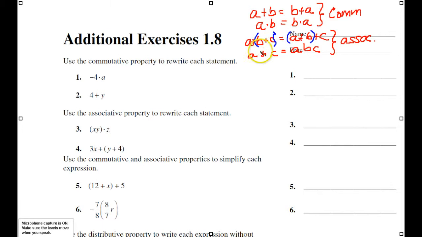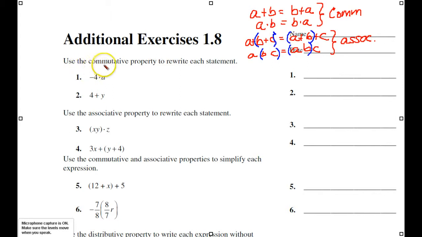And then here, we're going to multiply BC first, then multiply it by A. And here we're going to multiply AB first, and then multiply it by C. So this is associative of addition, associative of multiplication. So this is just some background. We talked about this in our other lesson, but now you're going to apply it.